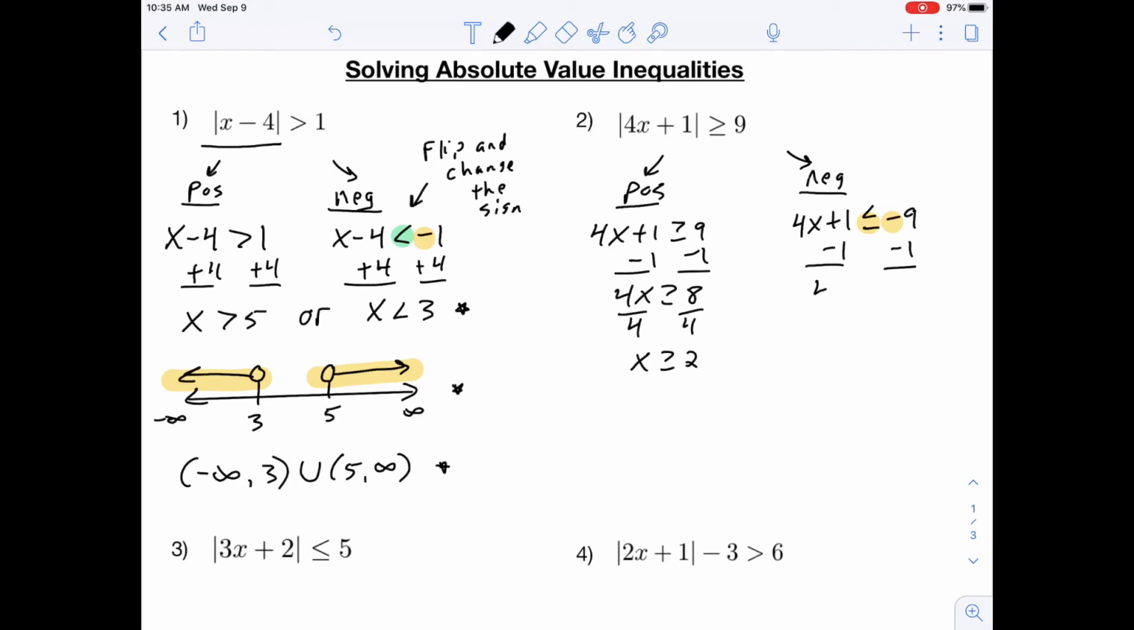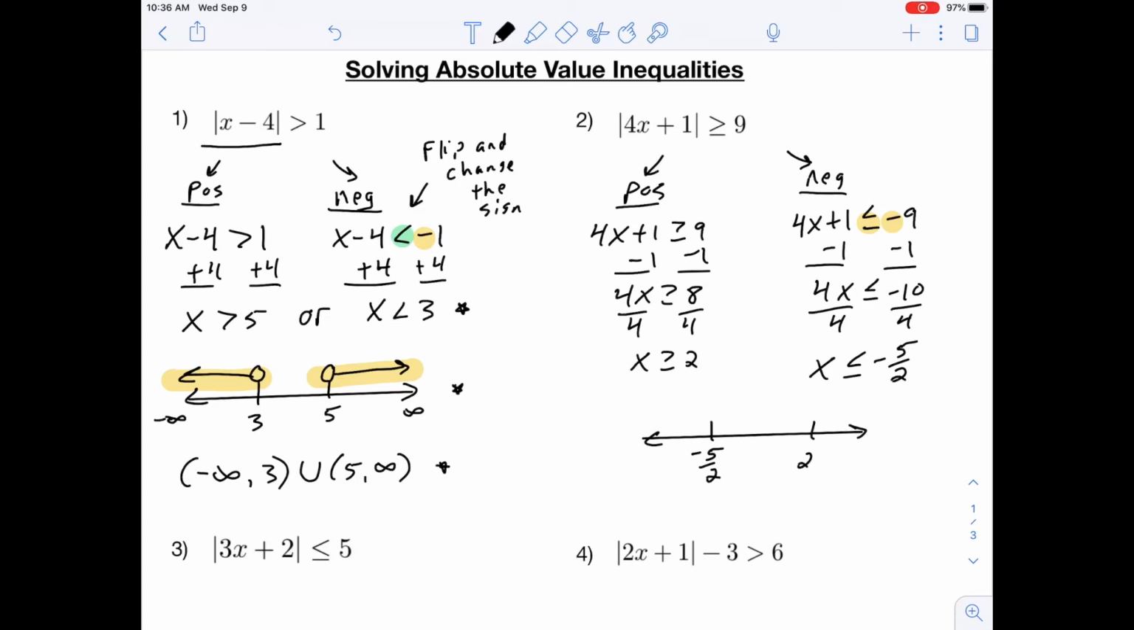So you get 4x is less than or equal to negative 10. Divide by 4. So you get x is less than or equal to, I'm going to reduce that to negative 5 over 2. So now let's figure out if we have an and or an or statement. The best way to do that is to get a graph. So we're going to do the graph here. So negative 5 over 2 is going to be on the left side, and then positive 2 is over here.